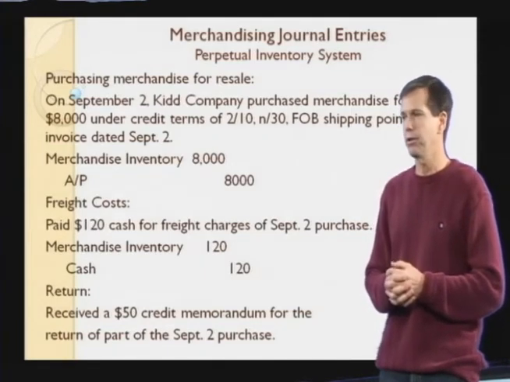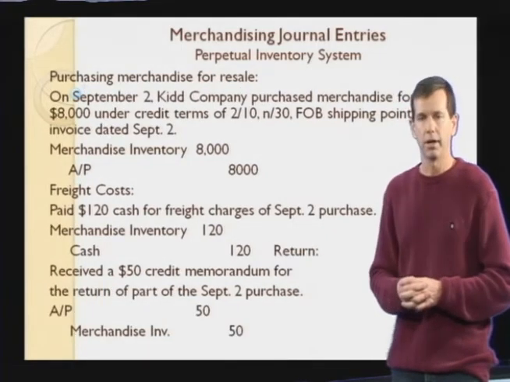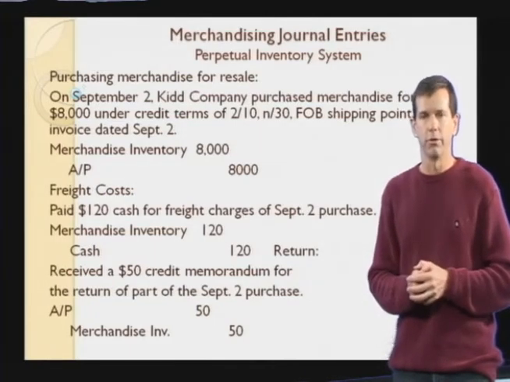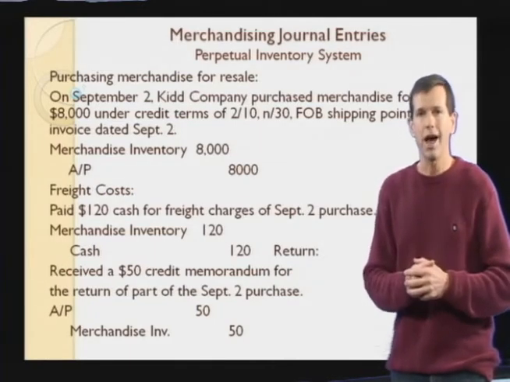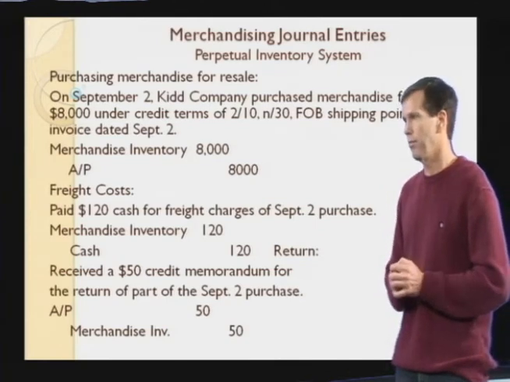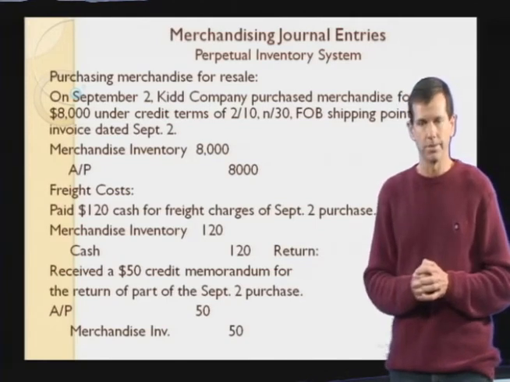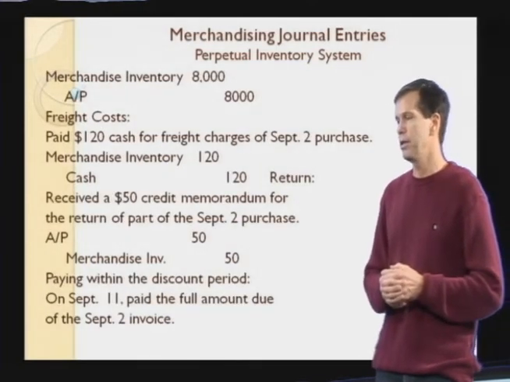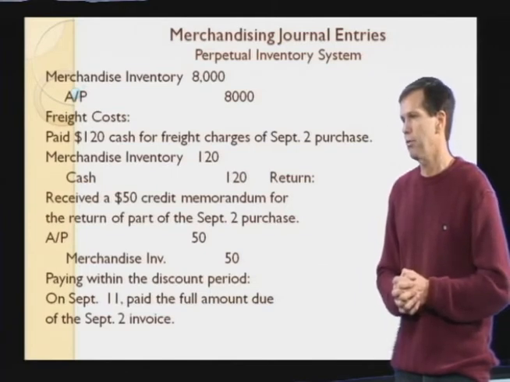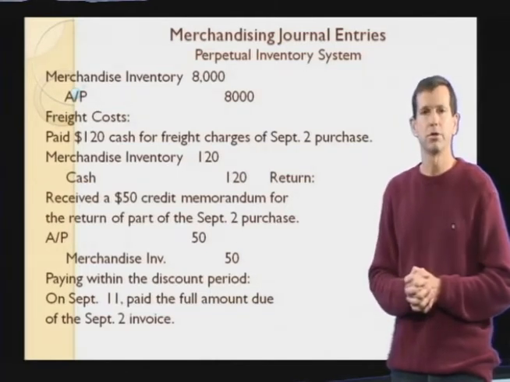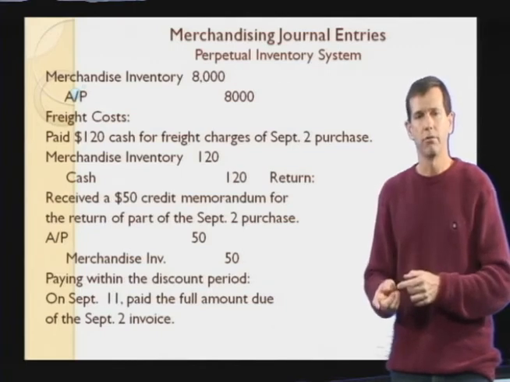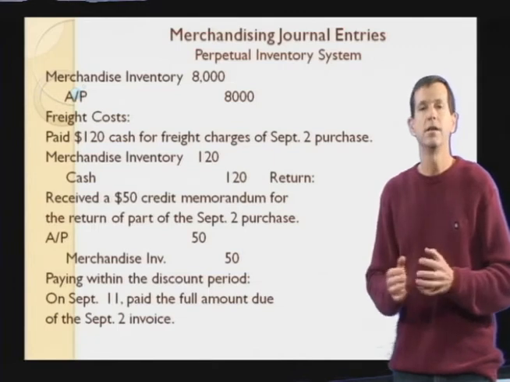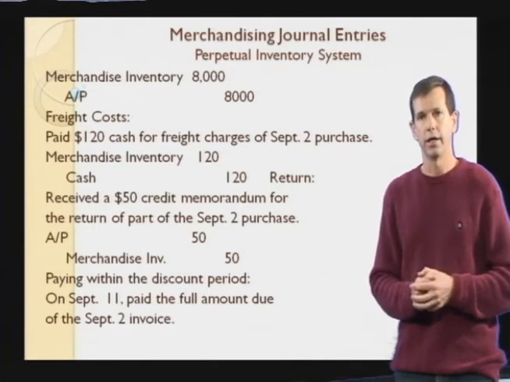We're just going to reverse our original entry for $50 here. On the next slide, you can see that we simply debit accounts payable. We're reducing our liability. We're obviously not going to pay for the returned goods, are we? On the other hand, we don't have the returned goods anymore, so we have to credit merchandise inventory for $50. The next slide shows the next situation. We want to pay within the discount period. On September 11th, we paid the full amount due of the September 2nd invoice. The terms are 2/10 net 30, so we are within that 10-day discount period, so we need to get a 2% discount.